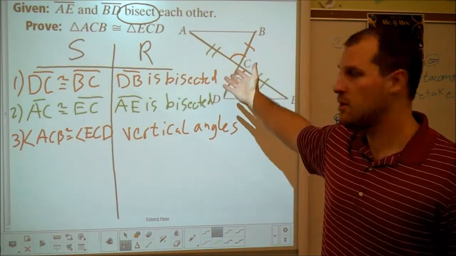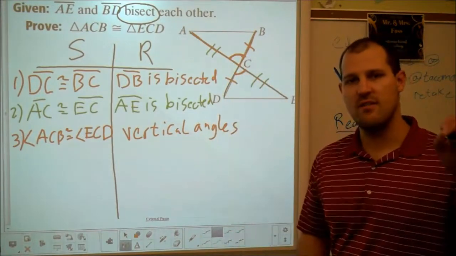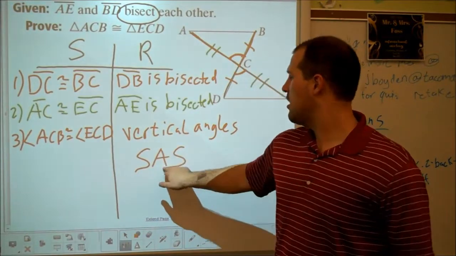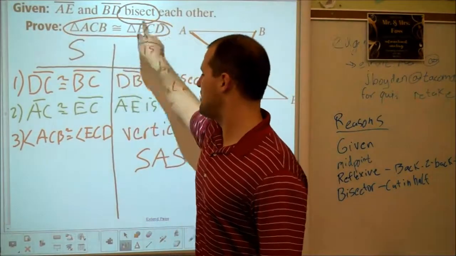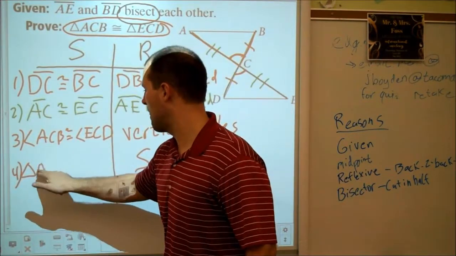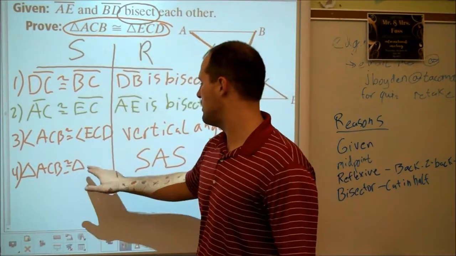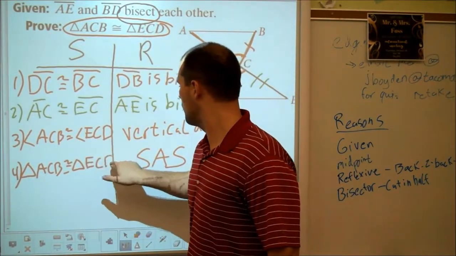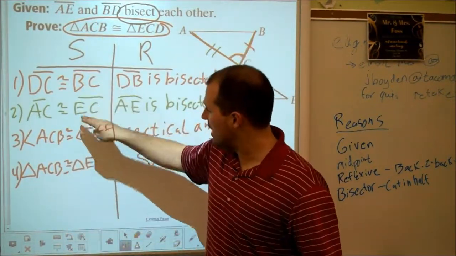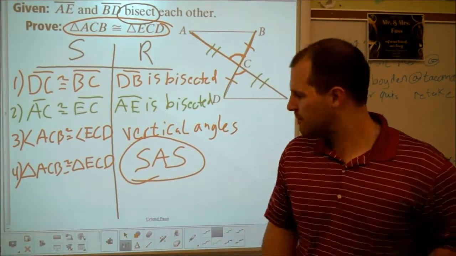Now we look at the picture. This one is labeled as side, angle, side. The two triangles have identical markings, and so I know this ends with side, angle, side. And what am I supposed to write over here? The proof statement. So here we go. Triangle ACB congruent to triangle ECD. Okay, we had our starting point, our ending point. We have three statements here that match perfectly with that. That's how we know we've written a valid proof.